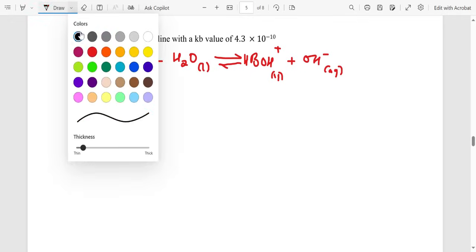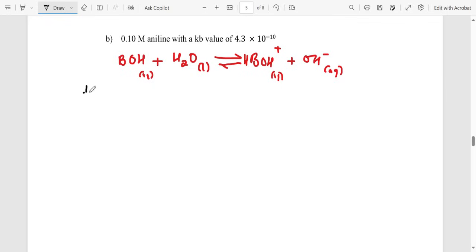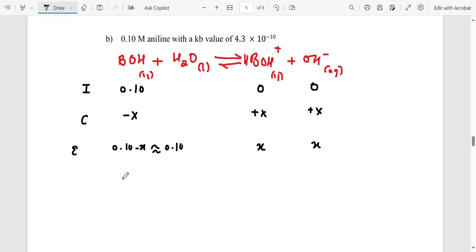So at this point now, you can write the ICE table. The initial concentration of the base is 0.10. Water is a liquid, so we don't include it here. Initially, we don't have any products. A change is going to happen. The base is going to decrease by x, while the product will increase by x. At equilibrium, this is going to be 0.10 minus x, which is approximately just equal to 0.10, because you can see the Kb is very small. And then the products are x and x.